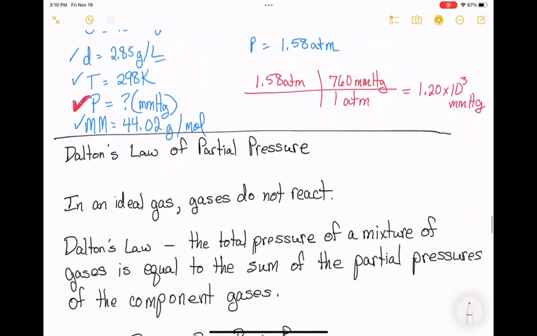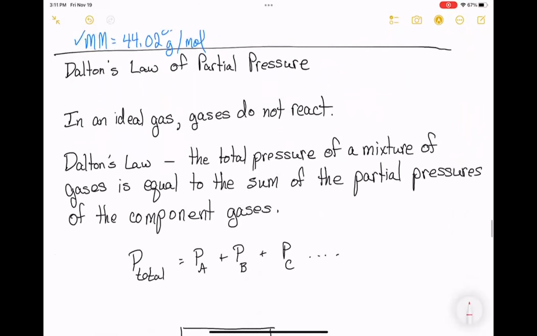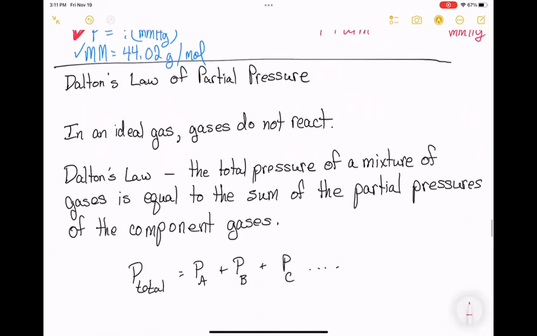So basically, because of that fact, Dalton's law says that the total pressure of a mixture of gases is equal to the sum of the partial pressures of the component gases. Because the gases didn't react, each gas applies its own pressure to the walls of the container. And so we could write P total is equal to the pressure of A plus the pressure of B plus the pressure of C plus the pressure of whatever else.